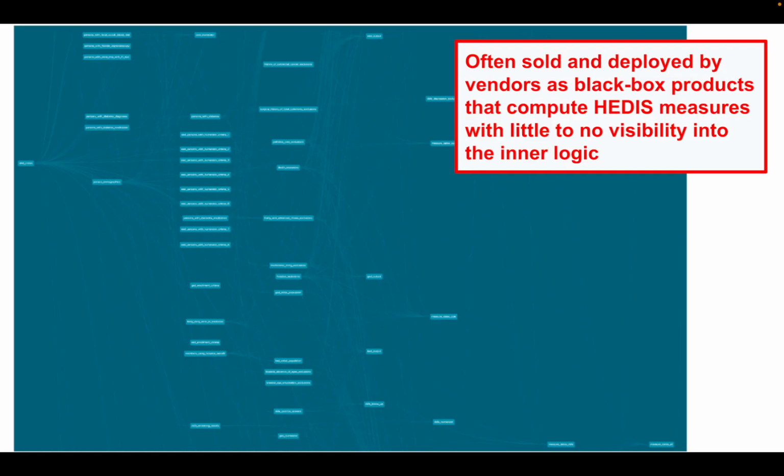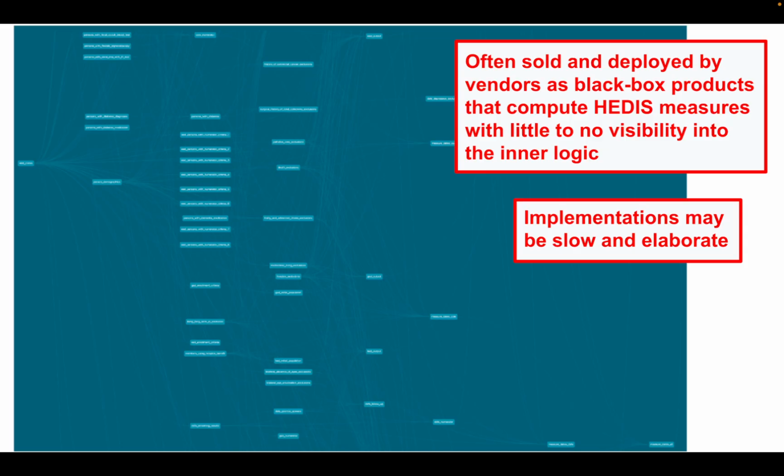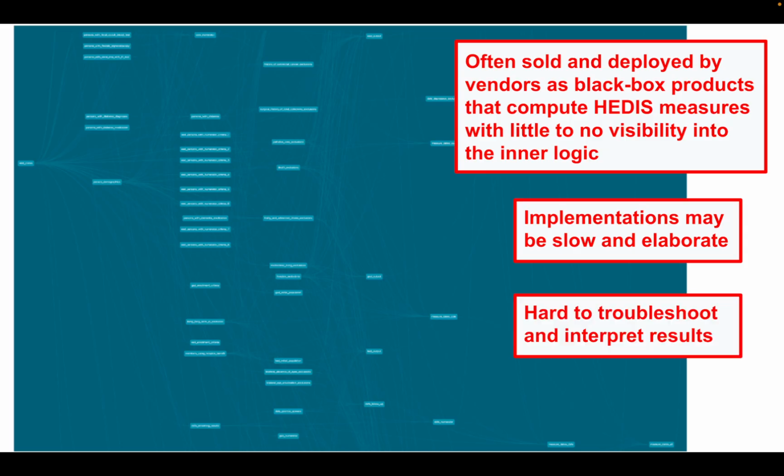Often, these are sold and deployed by vendors as black box products that compute HEDIS measures with little to no visibility into the inner logic. And because of this, implementations may be slow and elaborate. It's very difficult usually to wire up your data into an engine that computes HEDIS measures. And once you do that, it's hard to troubleshoot and interpret results. When a measure looks off, it's hard to trace that back to a potential problem in data missingness or data quality in your raw data sources. And it's difficult to understand the logic of what's going on inside a black box to compute these measures.